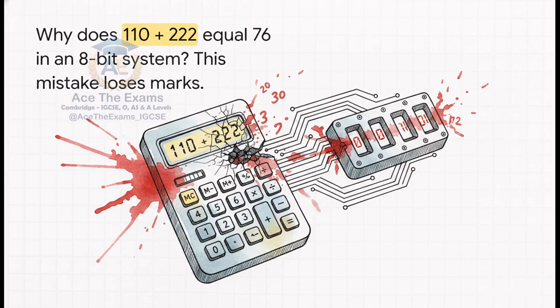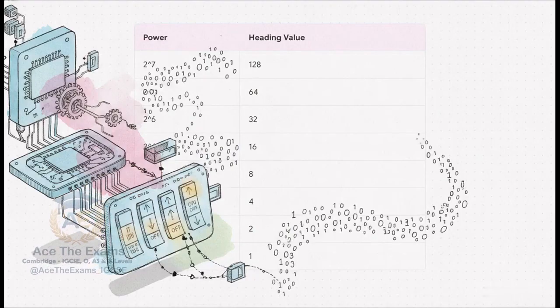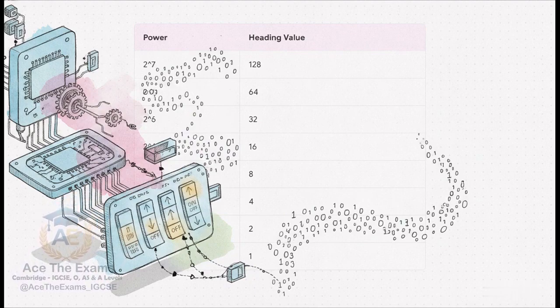See, if you don't understand the hidden 8-bit limits of the computer system you're actually analyzing, you're going to bleed marks on your paper without even realizing it. To understand why that happens, we kind of need to rebuild this engine from the ground up. And what's truly fascinating here is just the sheer simplicity of the underlying system.